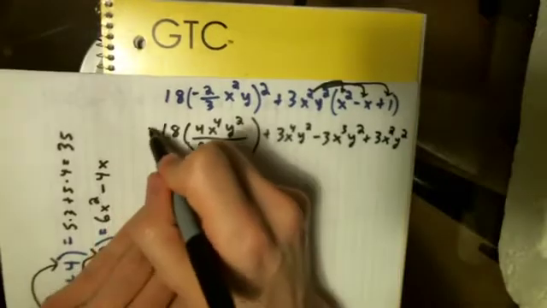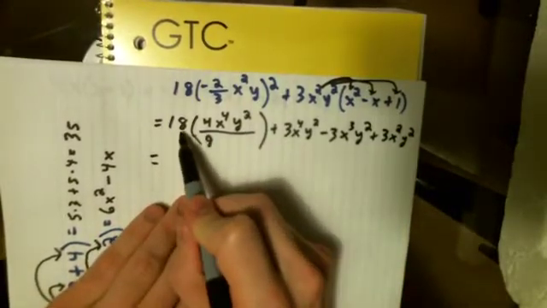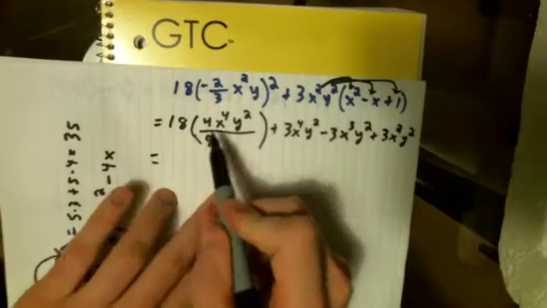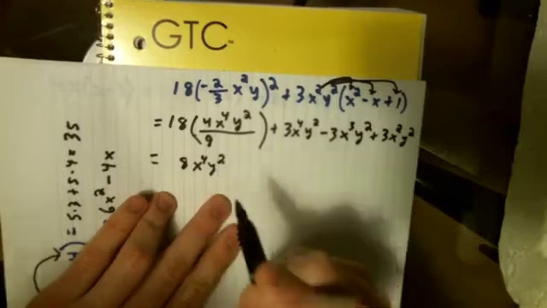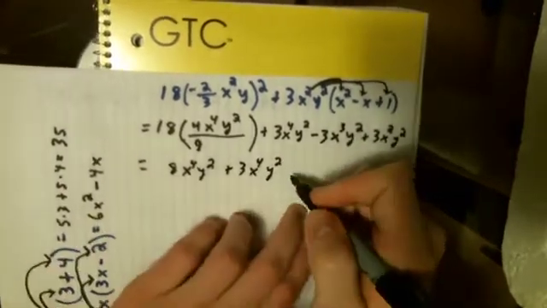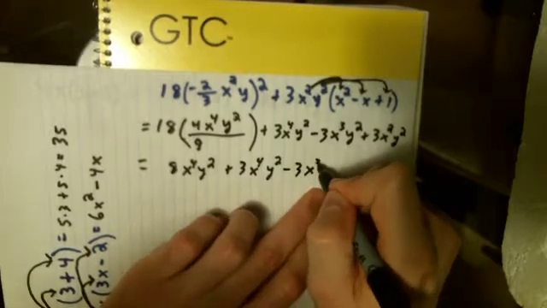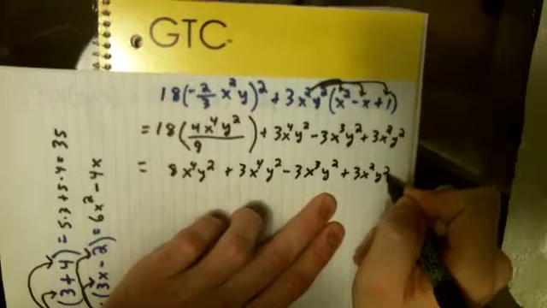So now I do a little more simplification here. 18 divided by 9 is 2. 2 times 4 is 8. So I get 8x to the 4th y squared plus 3x to the 4th y squared minus 3x cubed y squared plus 3x squared y squared.